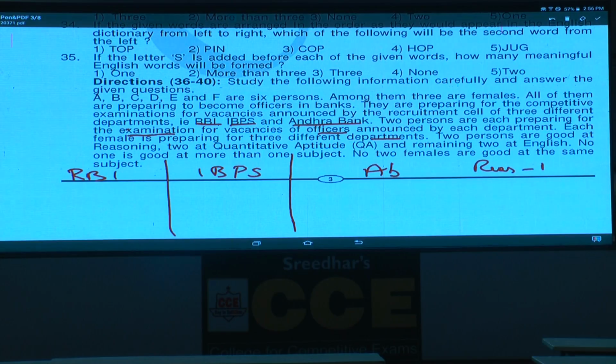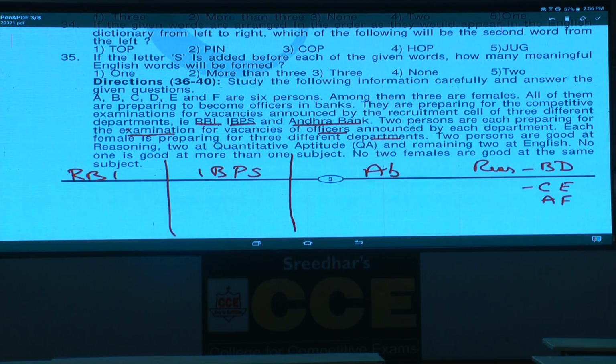B and D are good at reasoning, and E is good at the same subject as C. C and E are good at the same subject, which could be either English or quant. Now B, D, C, E are done. We are left with A and F, the remaining.